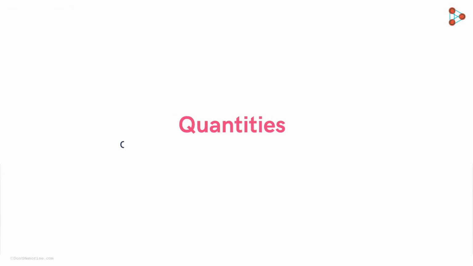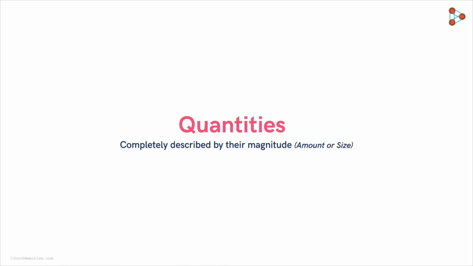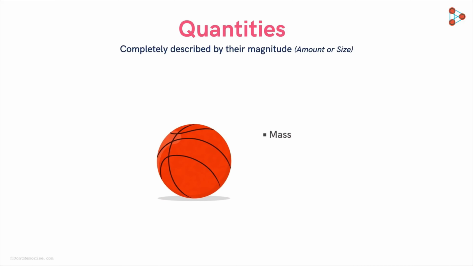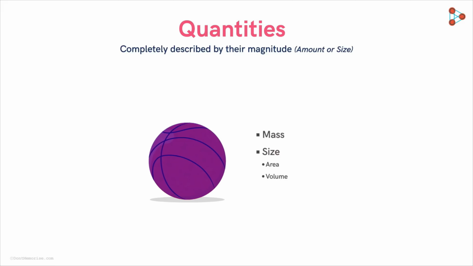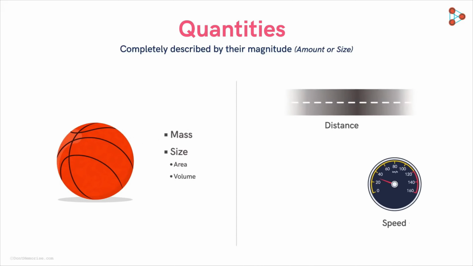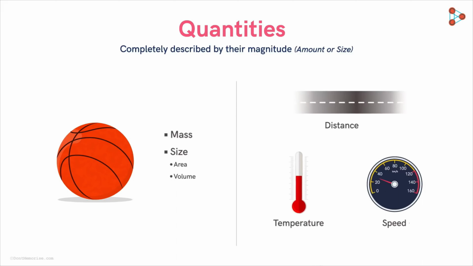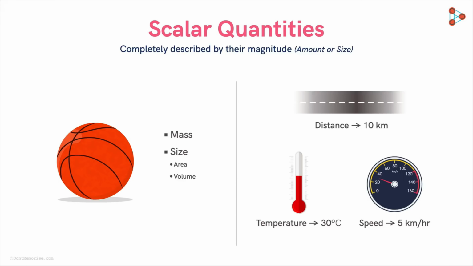Usually we describe a quantity by just mentioning its magnitude, that is, its amount or its size. For example, the mass of an object is given by a numerical value. The size of an object, that is, its area or volume, can be described just by a number. Similarly, speed, distance, temperature, etc. are quantities which can be completely described just by a numerical value. Such quantities are called scalar quantities.